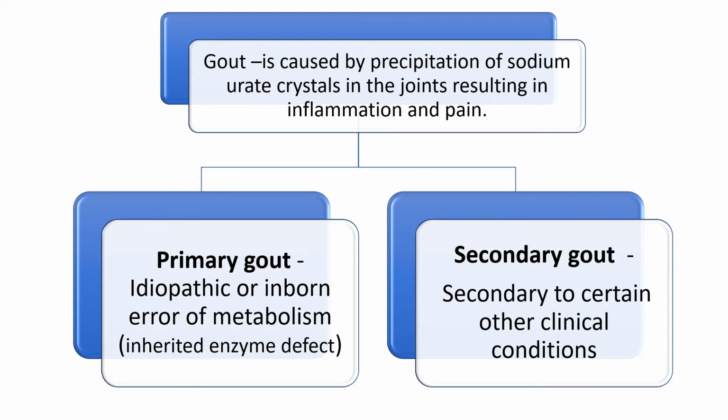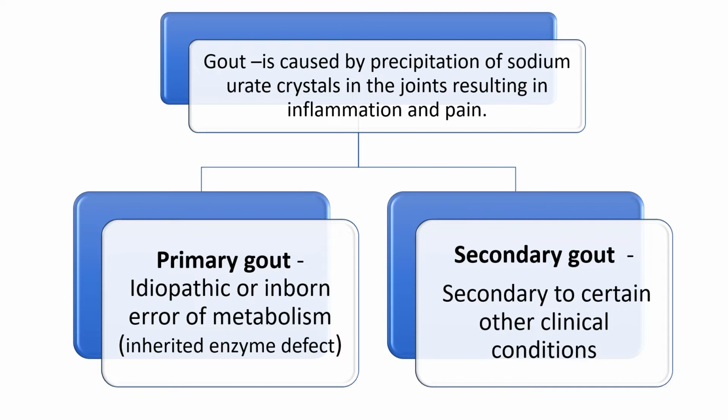If these levels increase, we call it hyperuricemia. Hyperuricemia can lead to precipitation of monosodium urate crystals in the joints, causing inflammation and pain in the joints, called gouty arthritis. So swelling, inflammation and pain of the joint due to monosodium urate crystal deposition is known as tophi.